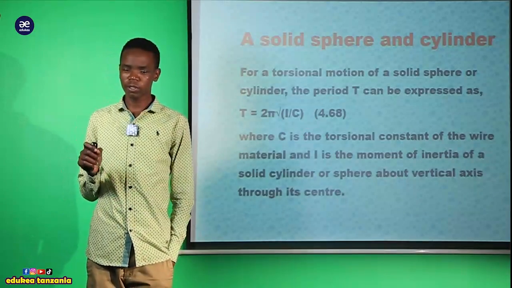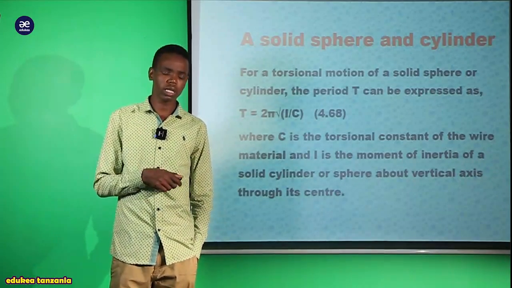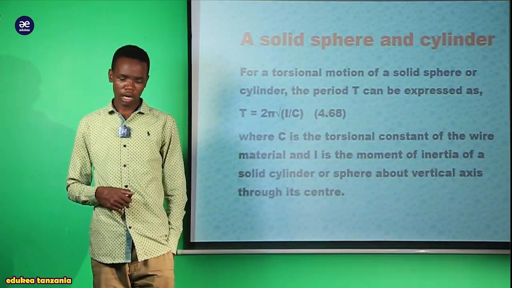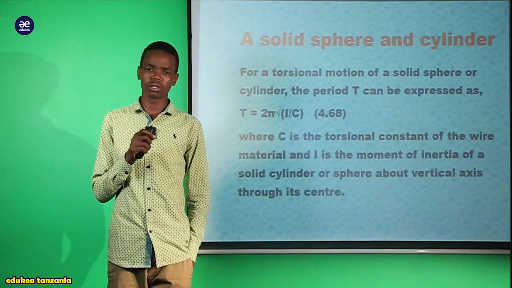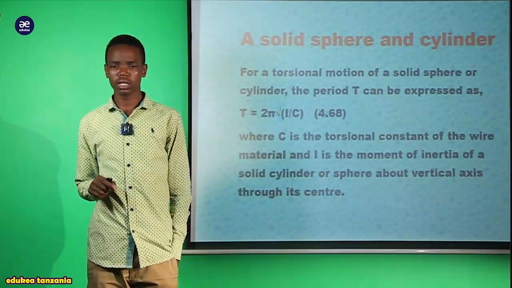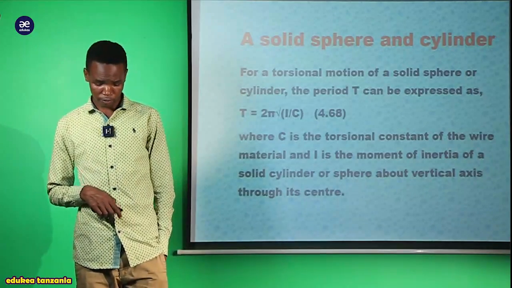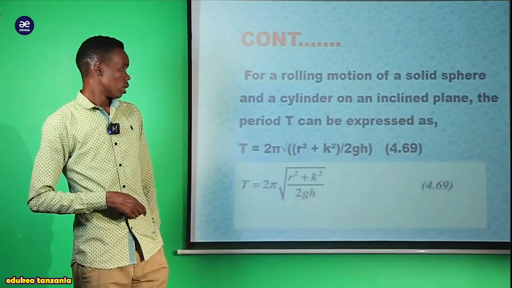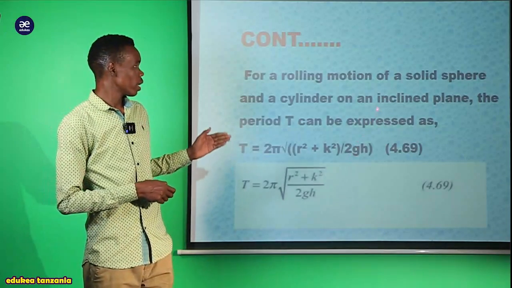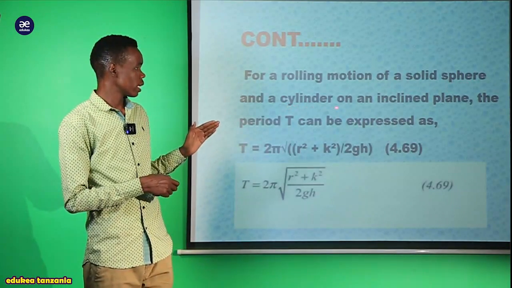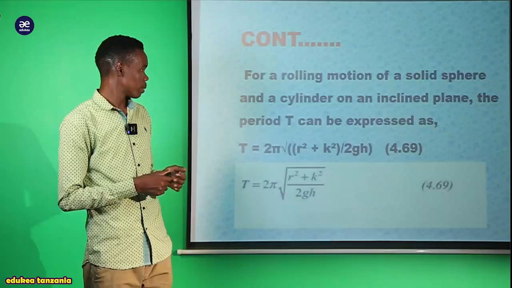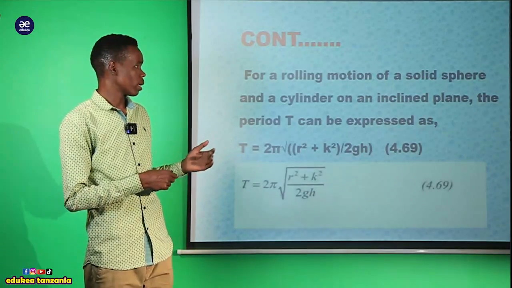We imagine that we put mgh as the constant, then we obtain that T must be equal to 2 pi times the radical of I divided by c here. So my dear students, for a rolling motion of a solid and a cylinder on an inclined plane, the period can be obtained by this.